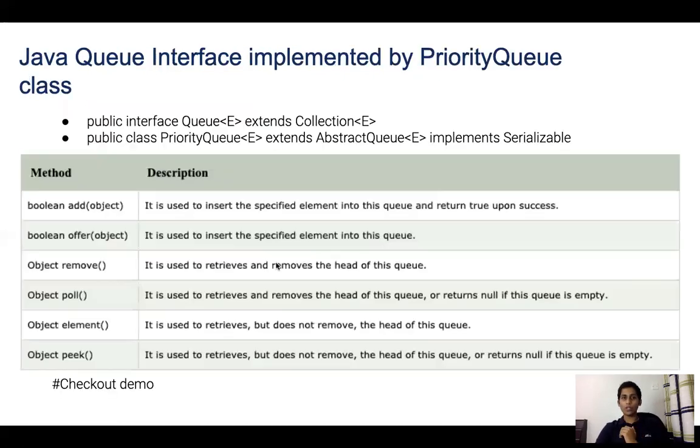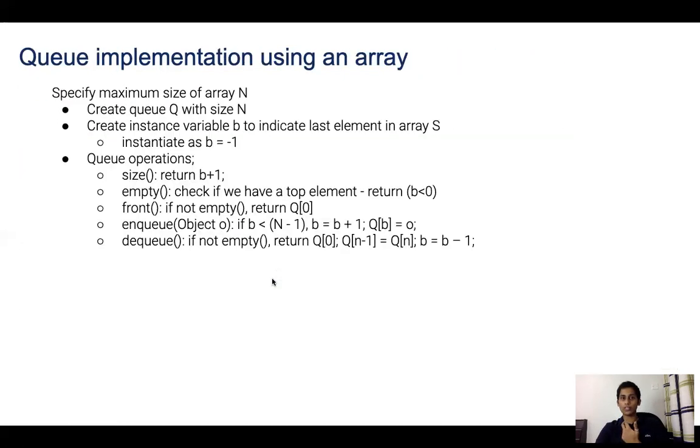Similar to how we did the stack implementation, let's also do the queue implementation. We'll code it along together. We'll copy paste our stack implementation, and we'll create the queue implementation using an array.